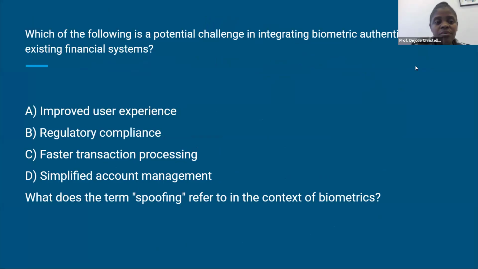So which of the following is a potential challenge in integrating biometric authentication with existing financial systems? Is it to improve user experience? Is it regulatory compliance, faster transaction processing, or is it to simplify account management?